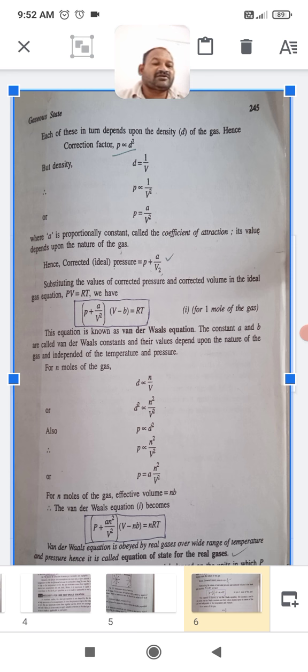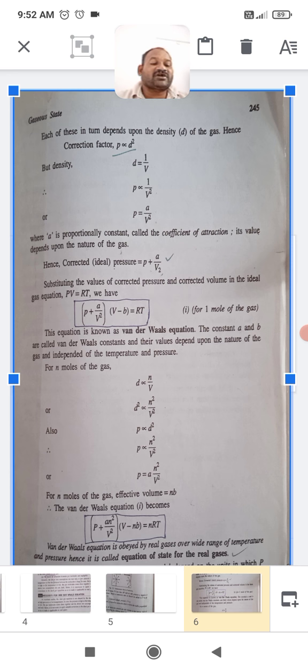Each of these terms depends upon the density d of the gas, hence the correction factor p is directly proportional to d square. d is equal to 1 by V, so p is directly proportional to 1 by V square. p is equal to a by V square, where a is a proportionality constant called the coefficient of attraction, and its value depends upon the nature of the gas. Corrected pressure is P plus a by V square.